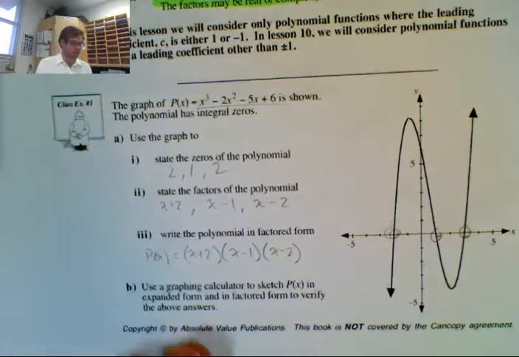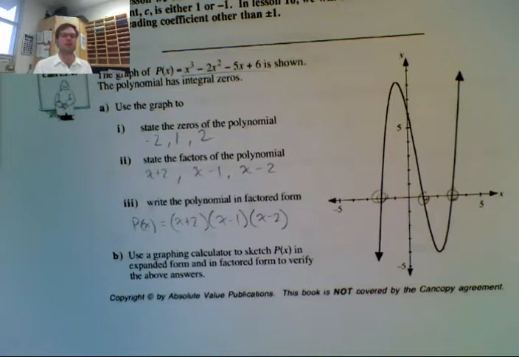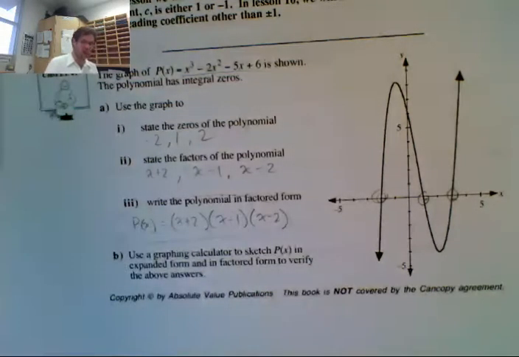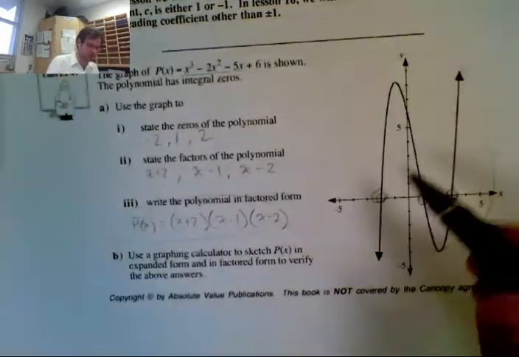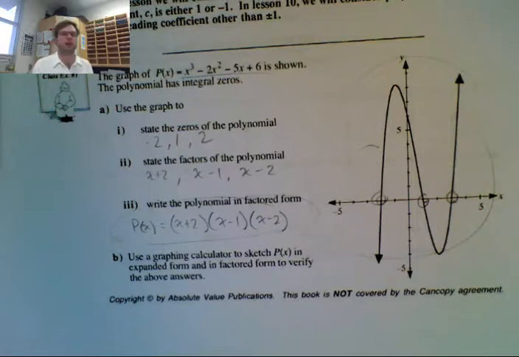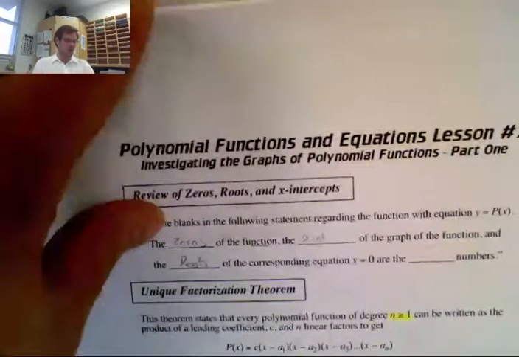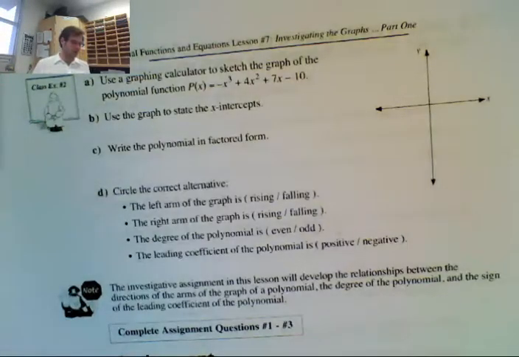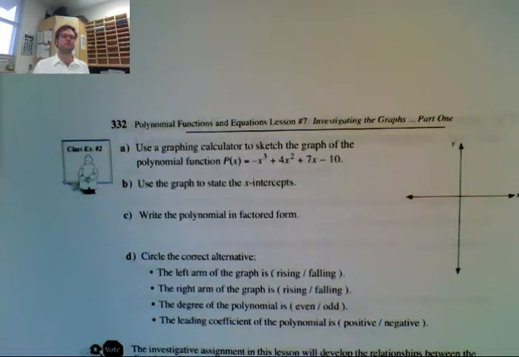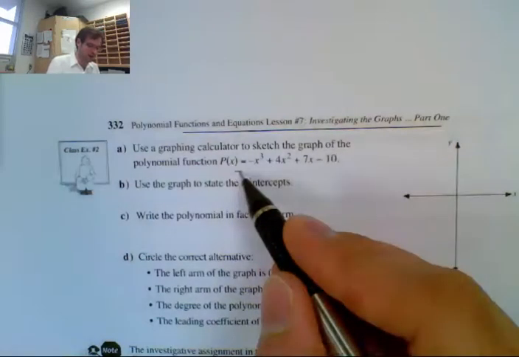And that's it. Then it says to use a graphing calculator. Plug this into your graphing calculator to double check that this graph looks like that. It's a way to double check and see if it works. Now let's take a look at question number 2. It says use a graphing calculator to sketch the following equation.